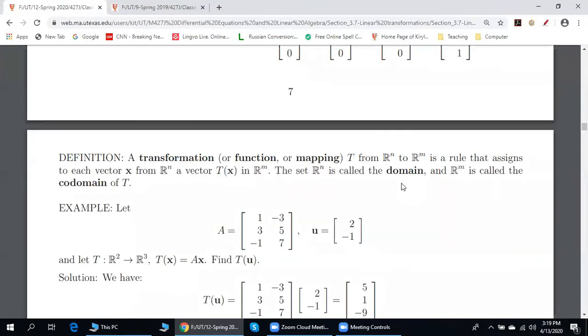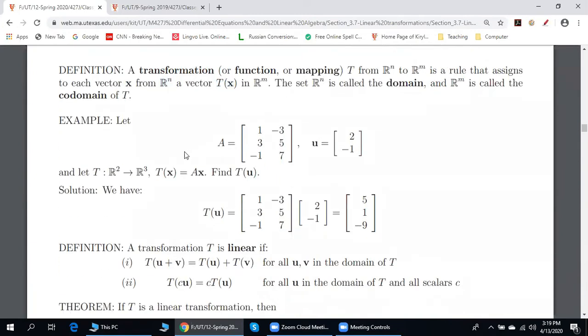So what is an operator on Rn? An operator T, and here we have different words, transformation or function or mapping, is a rule that assigns to each vector x from Rn a vector T of x in Rm.